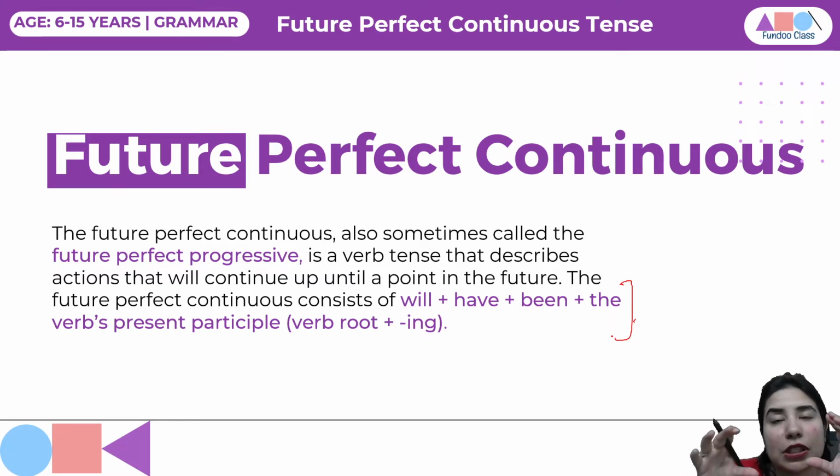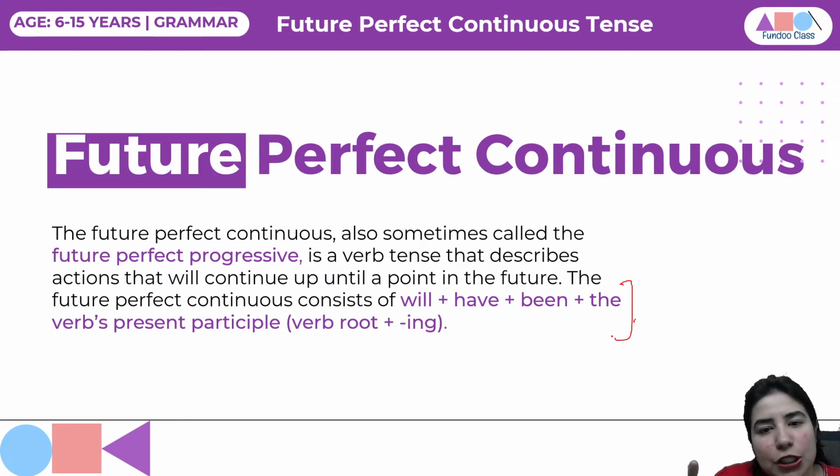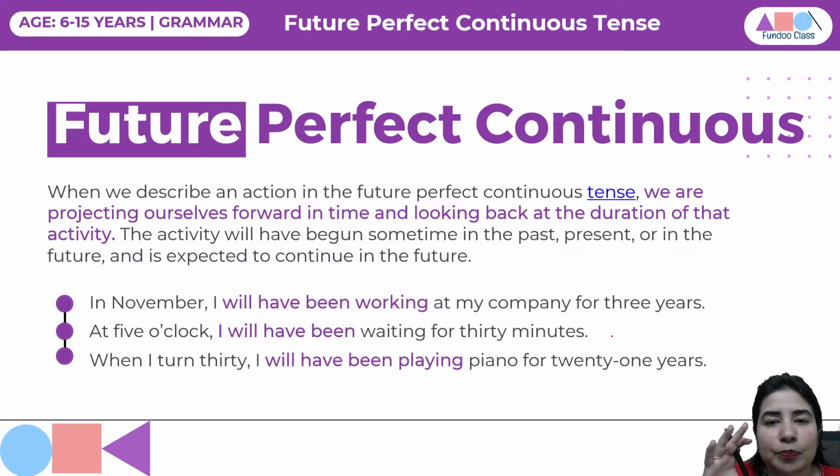Right? So this actually describes an action that will continue up until a certain point in the future, right? So the action is going to continue for a period of time in the future. So that's where we use future perfect continuous tense. You already know the formula. Let's further study the concept.